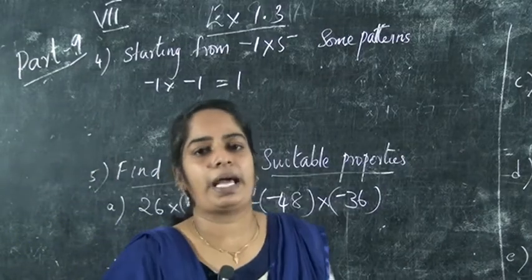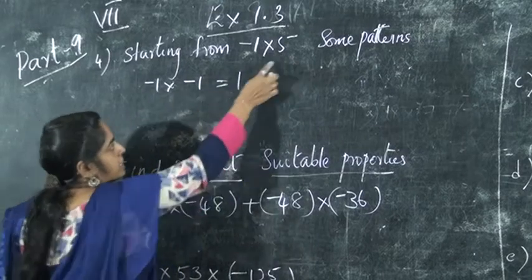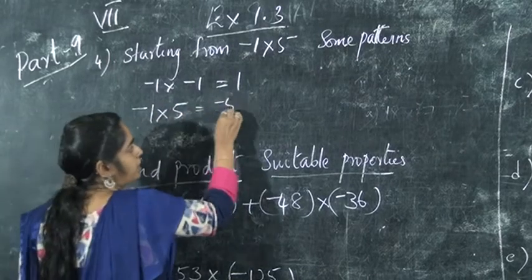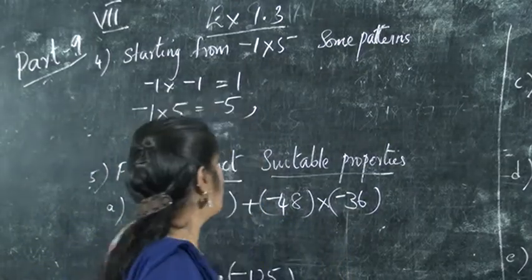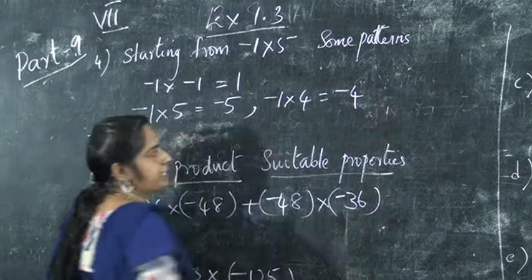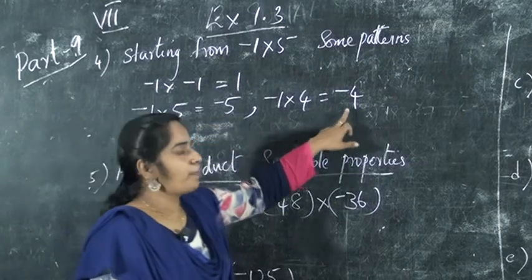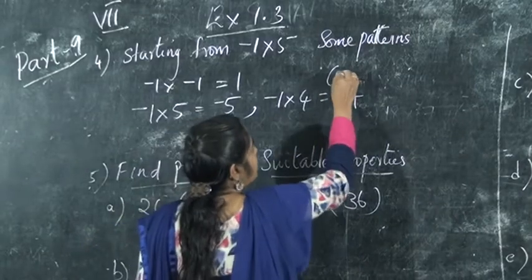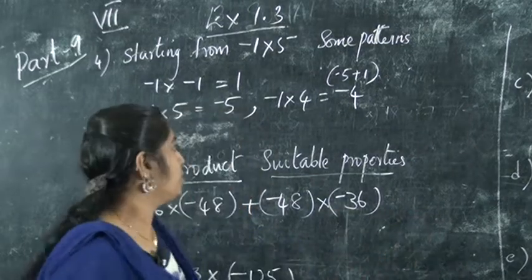So how to make patterns? Here -1 and also here -1, and this number is changing, isn't it? So here -1 into 5 is equal to -5. Next number, we again change this number: -1 into 4 is equal to -4. This is a pattern. Here how does it become? -5 plus 1 becomes -4. This is a pattern, isn't it children? Again we can continue the process like that itself.